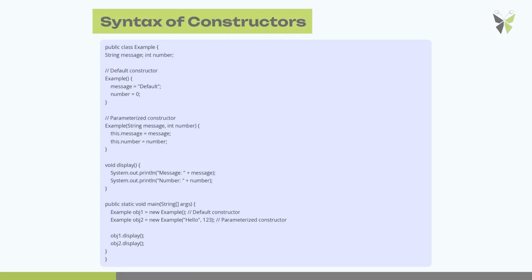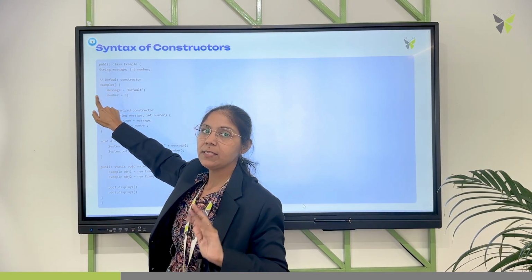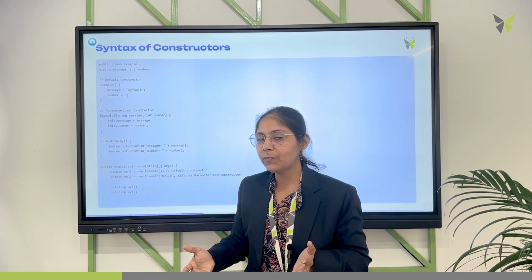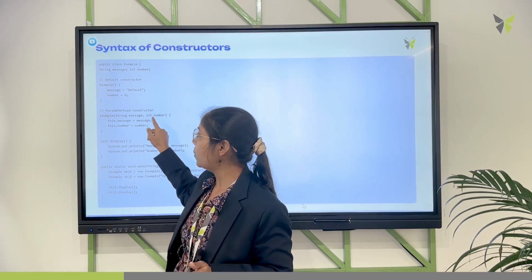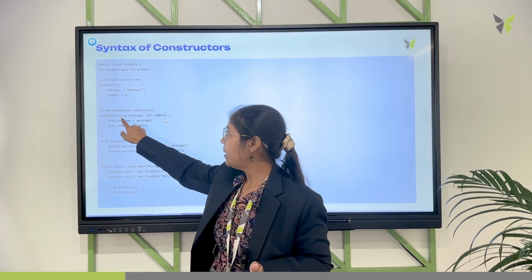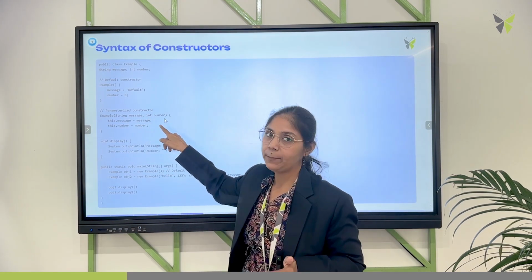So here we can see in the same class, we have again created a class Example, but this time having two variables, message of type String and number of type int. In this, we have defined two constructors. One is a constructor without any parameters, which will by default become my default constructor when I create an object of the class without passing any values. Whereas here, if you notice, there is again a constructor created, but here we are passing two parameters. One is of type String and another one is of type integer.